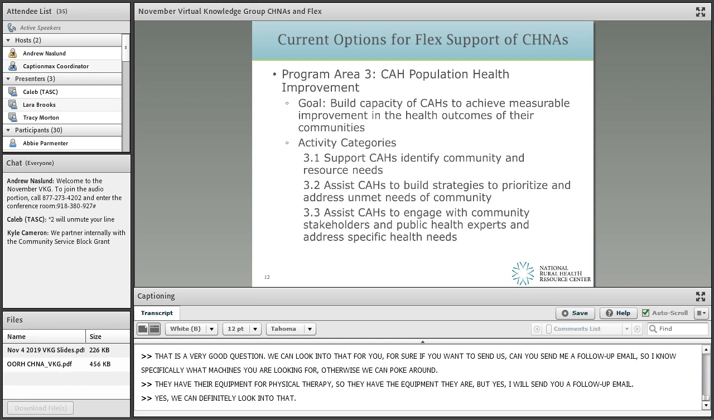We have a few more minutes left. Anybody else want to share what they might be up to this year for their Flex grant activities related to CHNAs or a population health type project?